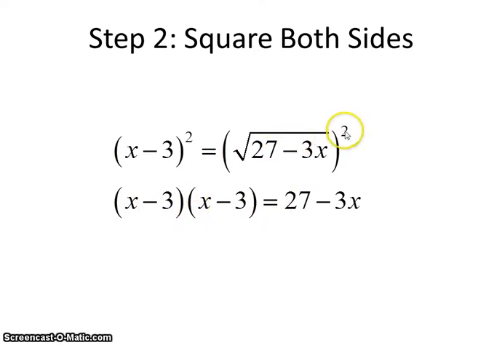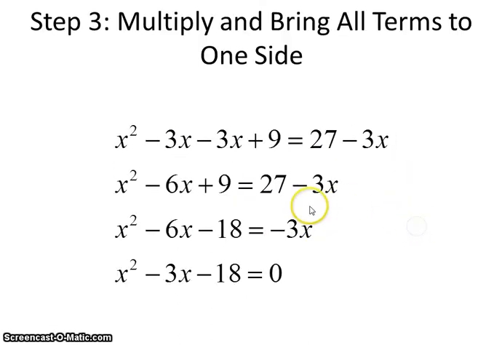Again, our radical and our square canceled out, so we're just left with 27 minus 3x on the right side. So squaring out the left side, we get x squared minus 3x plus 9 equals 27 minus 3x. So our next goal is to combine like terms and bring all of the terms to one side. I generally pick the side that has the x squared term as a positive term, so I'm going to be moving everything to the left. So minus 3x is minus 6x.